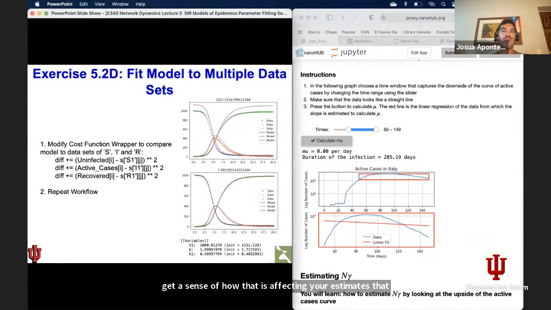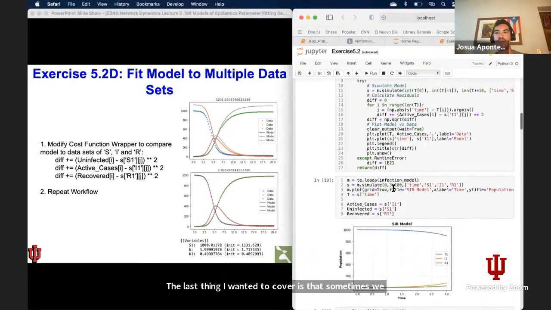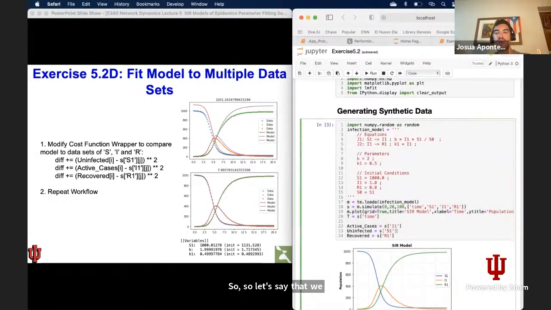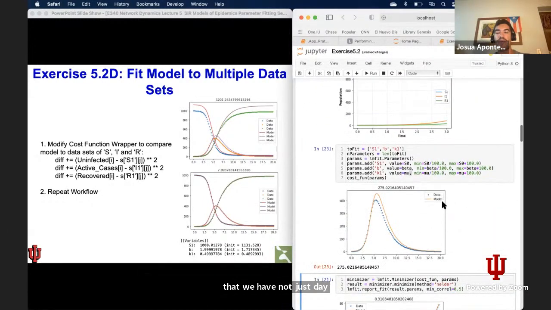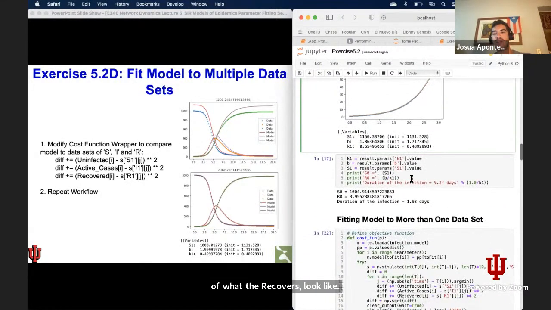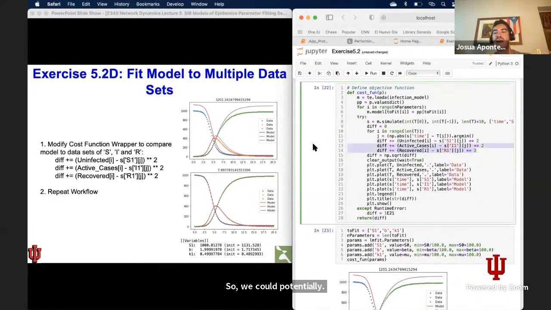The last thing I wanted to cover is that sometimes we can use additional data sets. So let's say that we have not just data for what the active cases look like, but that we also have data of what the recovered look like. So we could potentially add additional data sets, and that's pretty easy in the code that I gave you.